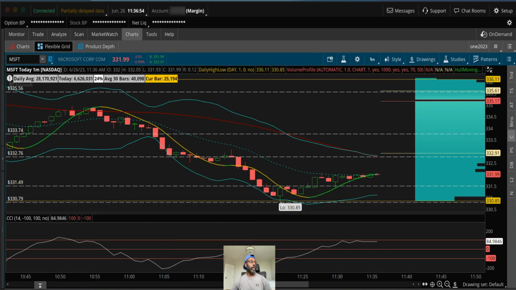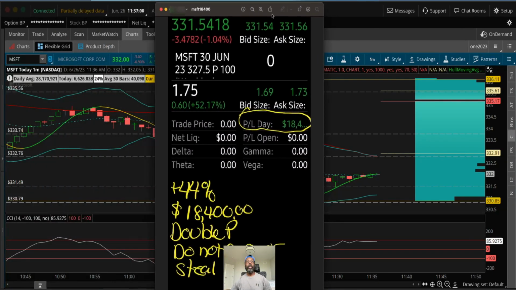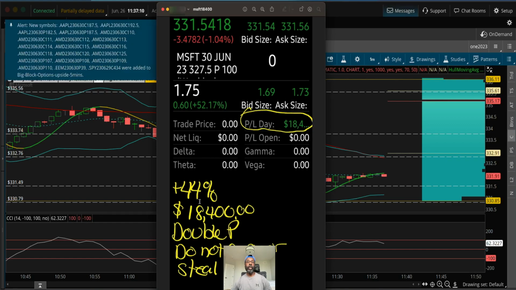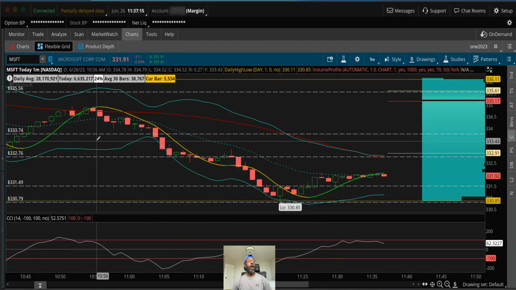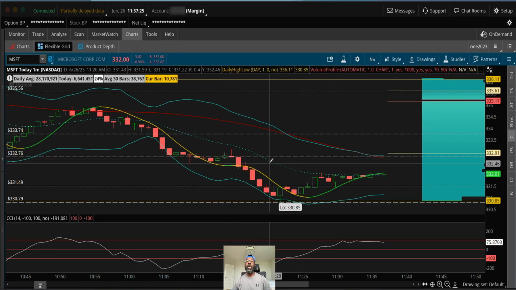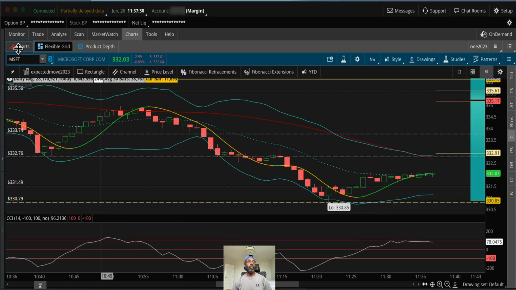So let's come over here so you can see this. We got a 327.50 put right there, 18.4, so $18,400, plus 44%. That was a beautiful trade, a monster trade. Up on the day, I ended up with around $4,500 profit, minus commissions and fees and all the other stuff. It's one of those days where the vol is just sucked out of the marketplace.